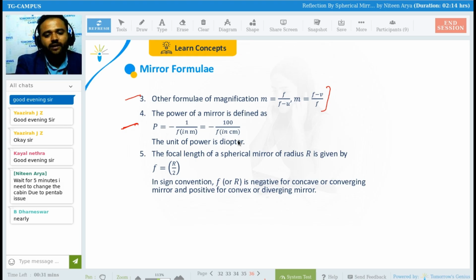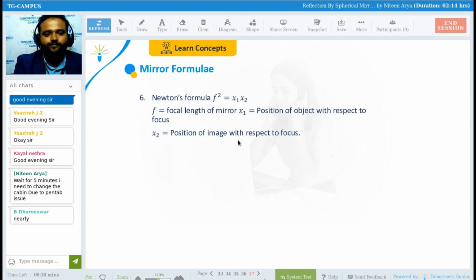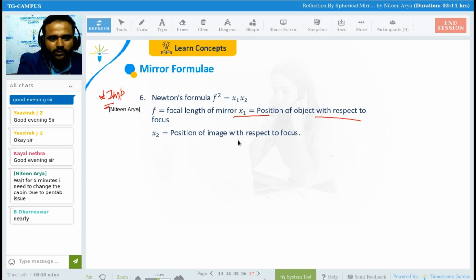The focal length of a spherical mirror of radius R is given by this. In sign convention, F or R is negative for concave or converging mirror and positive for convex mirror. I already explained this. Newton's law formula: F square equals to x1 x2, where x1 is the position of the object with respect to the focus, x2 is the position of the image with respect to the focus. So if you get this in any particular question, you don't need to do the derivation.